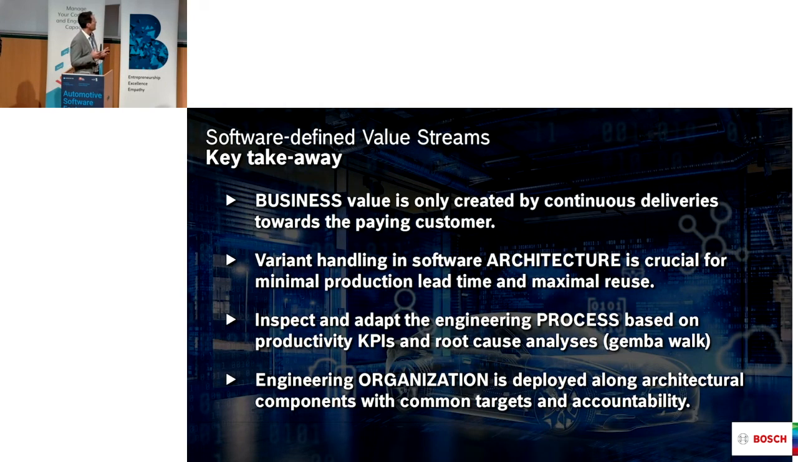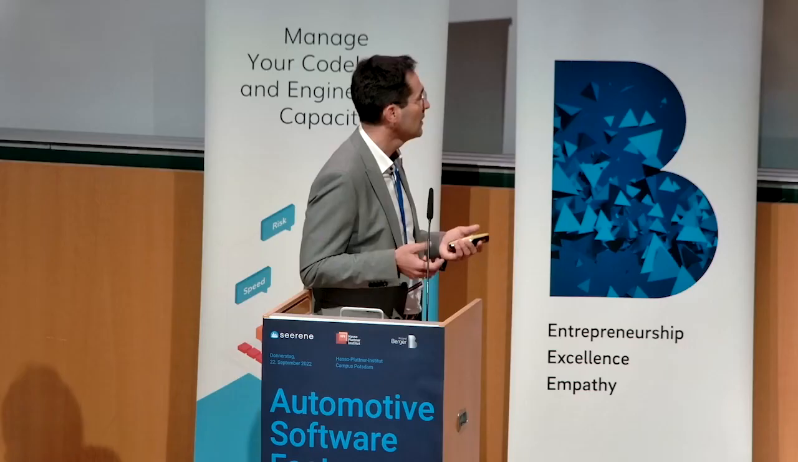So coming to the end, summarizing, I want just to give you some key takeaways at the end of the presentation. So business value is only created by continuous deliveries towards the paying customer. That means avoid internal deliveries because that make a lot of effort and makes no value to the customer. Variant handling in software architecture is crucial for minimal production lead time and maximal reuse if you are in a business case where you have a lot of variations.